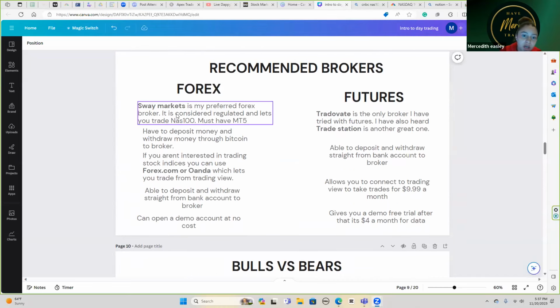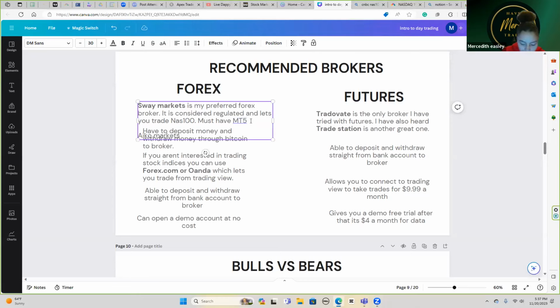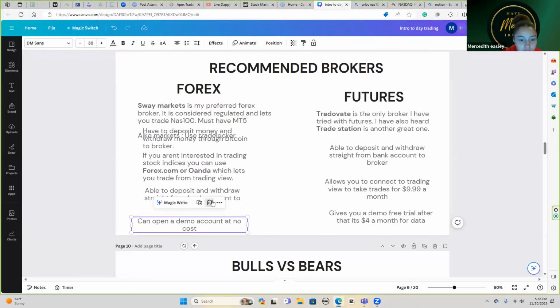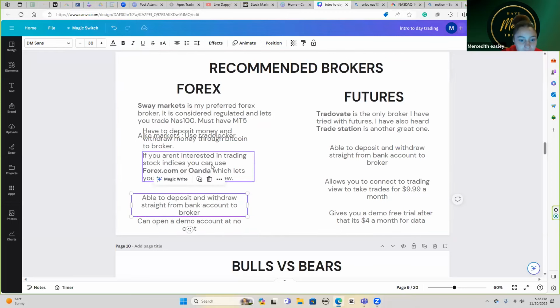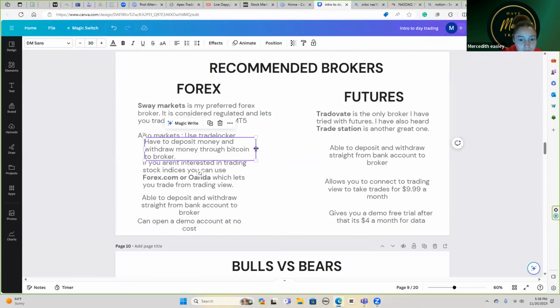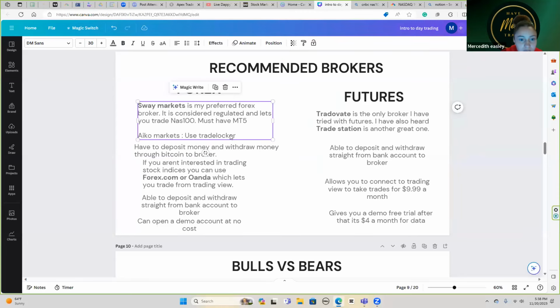So for recommended brokers, I would recommend Sway Markets. It's my preferred Forex broker. It is considered regulated through Australia, right? I don't know what TZ is. What is TZ? Somebody asked me a question. But okay, it's regulated and it lets you trade NAS. It's regulated through Australia. But you must have MT5. Another one I want to add here is ACO Markets, all right? And for that you have to use Trade Locker. So one of these is my recommended Forex broker. Okay, just kind of fixing that up.